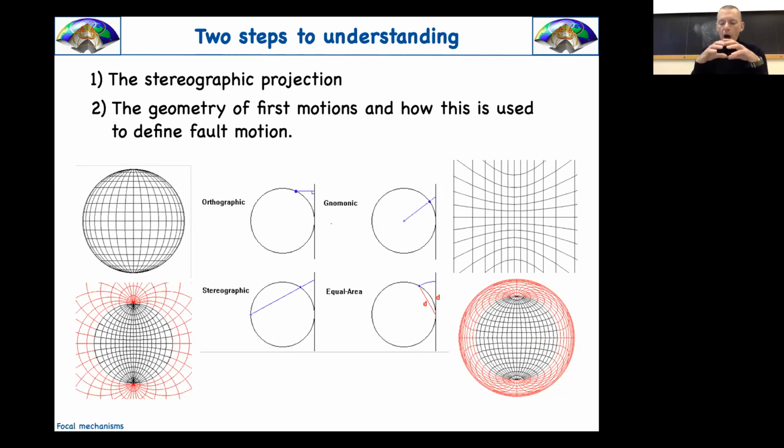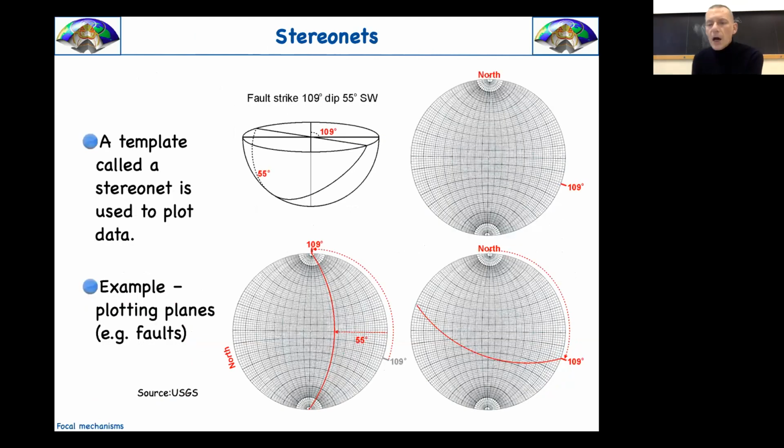So the idea on how to project lines and planes in a sphere can be developed in many ways. The one that we are going to adopt, that is usually adopted, is what is called the stereographic projection. So with these tools in hand, we can now see how to put in practice this idea, first representing a fault, for example. Okay.